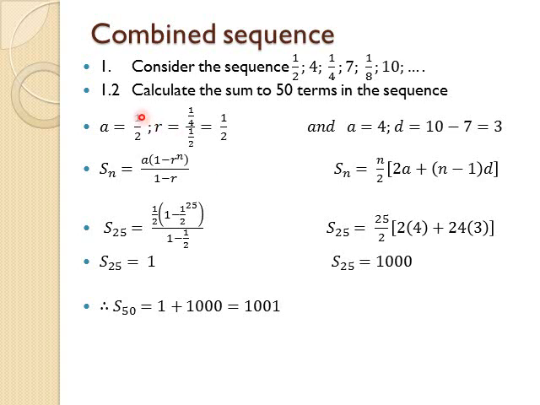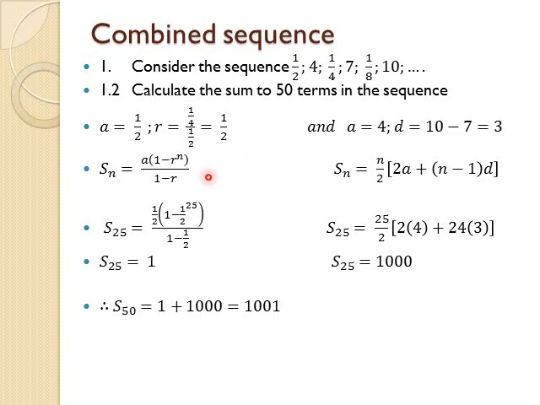Right, question number 2. Calculate the sum to 50 terms in the sequence. So we should remember the first: half, quarter, 1/8. A is half and R is a quarter divided by half, which gives me half. Right? For the second one, 4, 7 and 10, we know A equals 4. D is 10 minus 7 or 7 minus 4, which gives me 3.